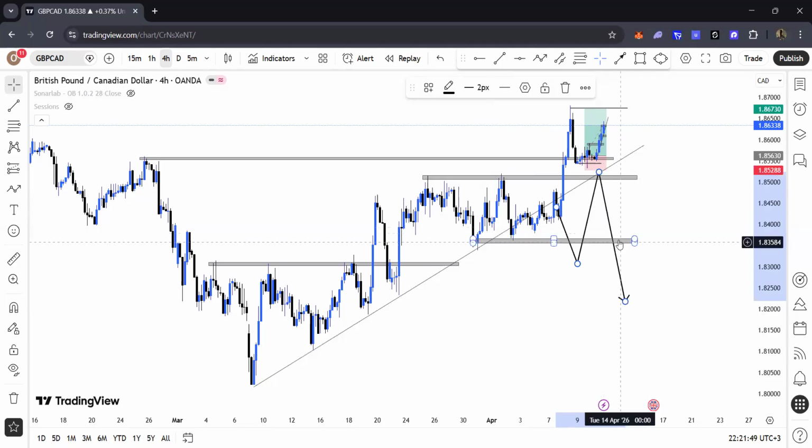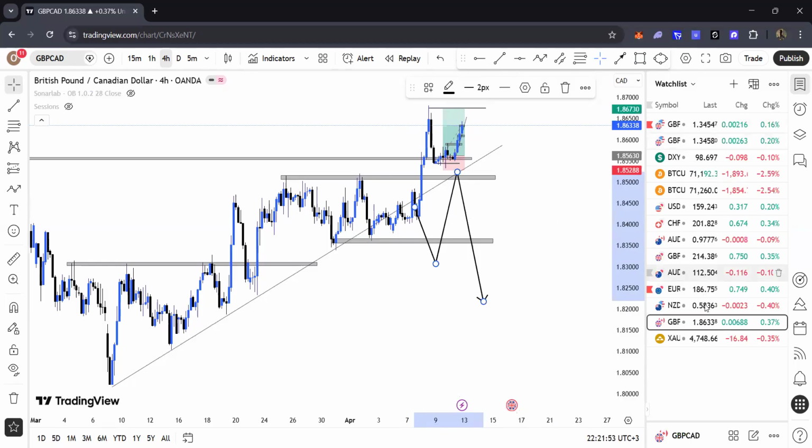So for example, wait for it to break the structure. That's how I trade my trend lines most of the times.